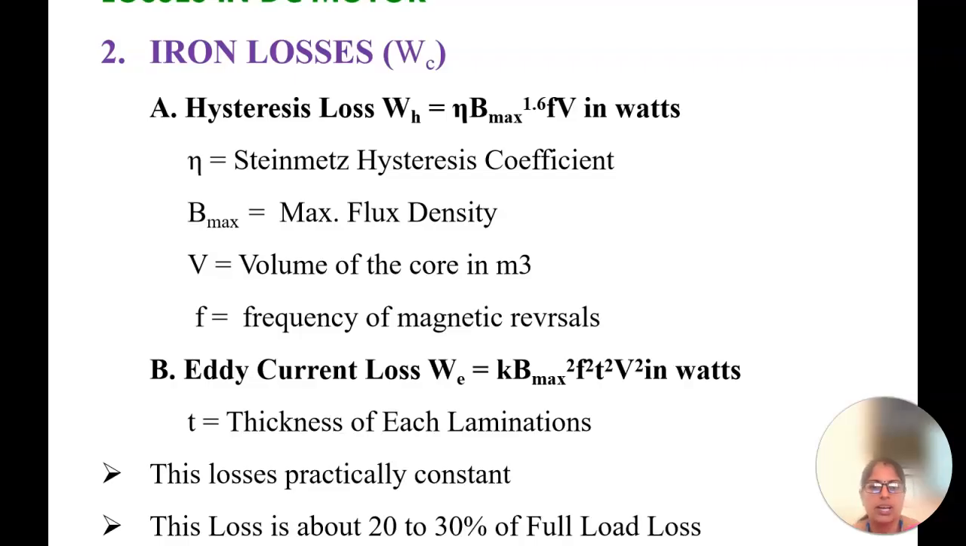This current is called eddy current, and this loss is given by We is equal to K B max square F square T square V, and expressed in watts. T is the thickness of each lamination, K is the eddy current constant, and F is frequency. Again, B is flux density and V is volume. This loss is about 20 to 30% of the full load losses.